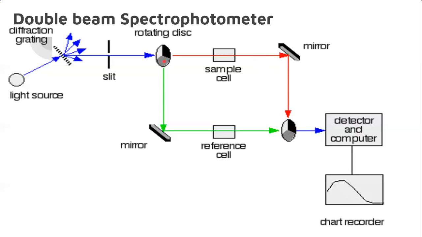So the light which is coming from the first disc, which strikes the mirror section of the first rotating disc, will be sent into the mirror, and then here it will be reflected, and then it is allowed to pass through the reference cell. So when the light is passing through this reference cell, there will be no absorption. So no light is going to be absorbed here.